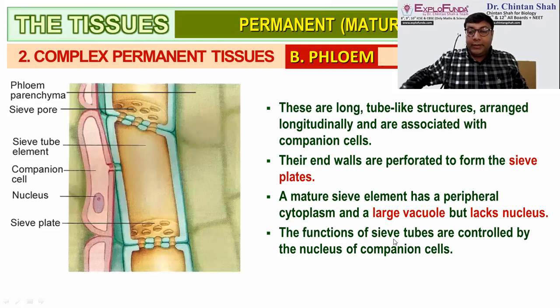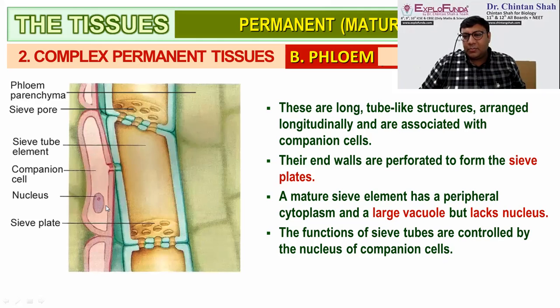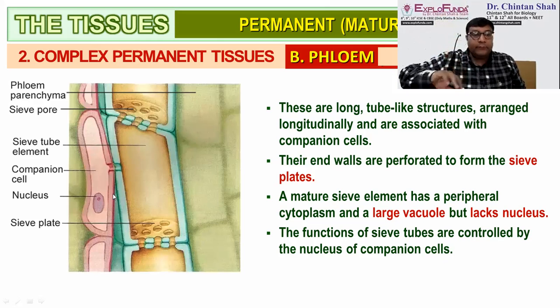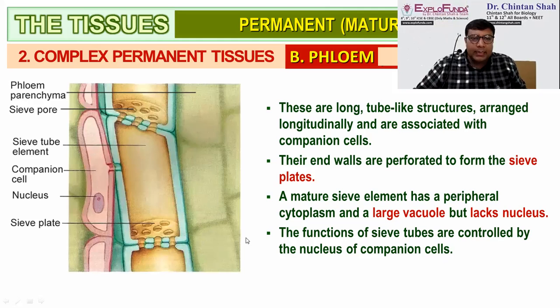So the functions of the sieve tube are controlled by the nucleus of the companion cell. What do you mean by control? Whether they should increase the speed of transport of food, decrease the speed of transport of food, or switch the food transport on or off, all this is done by the nucleus of the companion cell.